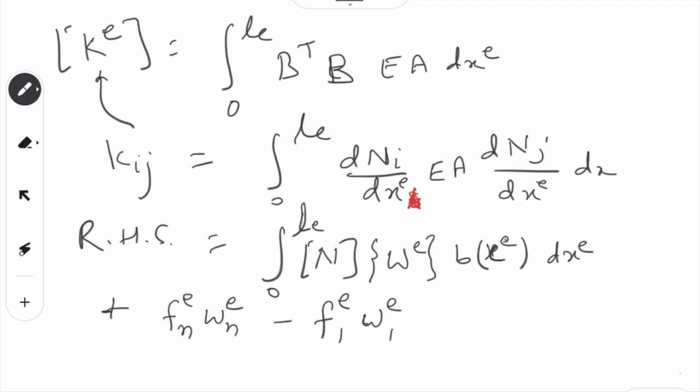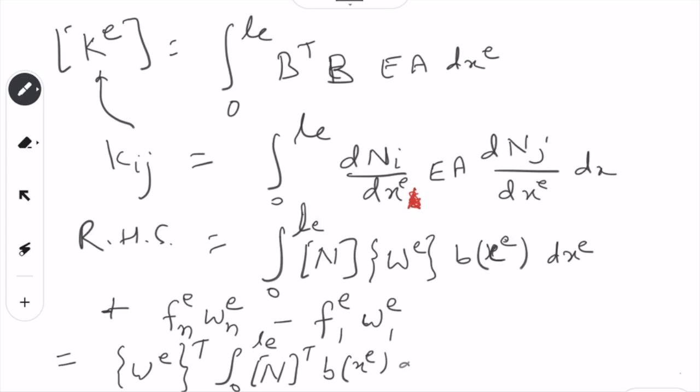So we can write the same thing: W is equal to W_E transpose, then integral 0 to L_E, and then you have N transpose, and then you have B_x E d x_E, plus F_E^n, and then W_E^n minus F_E^1 W_E^1. You can write like that.